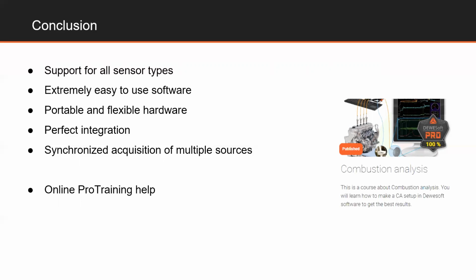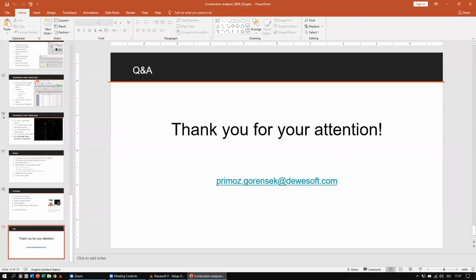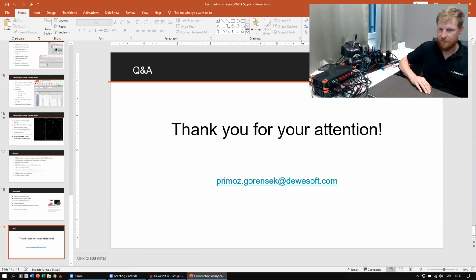So it can be pressure signals from the engine. It can also be microphones, voltage, current, and also combined with CAN data and everything else. And on our web page, we have completely free of charge online pro training help with which everyone can quickly get started on using combustion analysis. So at this point, I'll switch over to DEWESoft, and I will show this on this small demo engine.